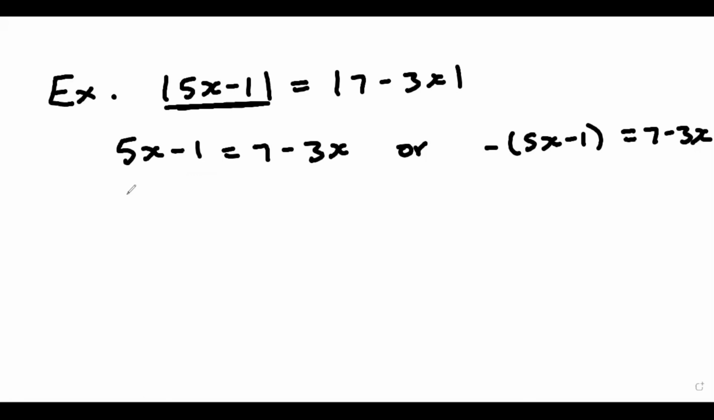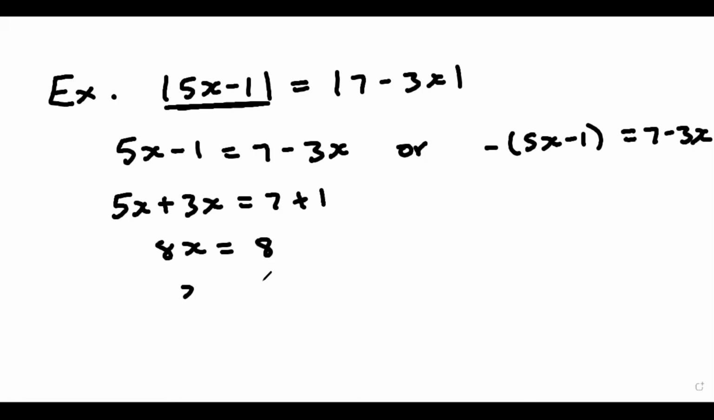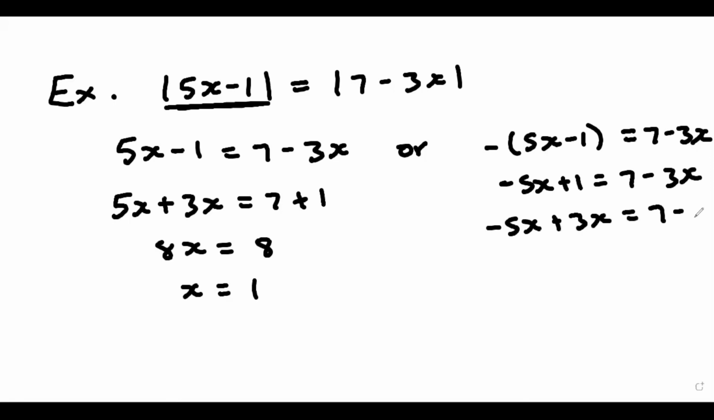So then I group my like terms. That's 5x plus 3x is equal to 7 plus 1. So that's 8x is equal to 8. So x would be equal to 1. Then I have minus 5x plus 1 is equal to 7 minus 3x. That's minus 5x plus 3x is equal to 7 minus 1. That's minus 2x is equal to 6. So that means x would be equal to minus 3.